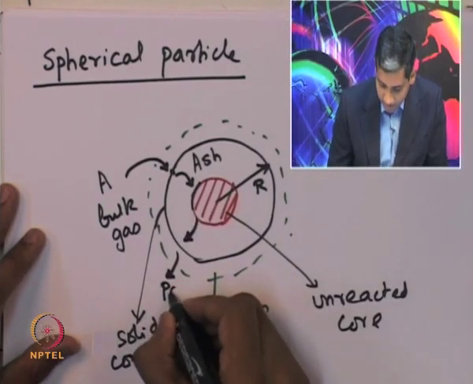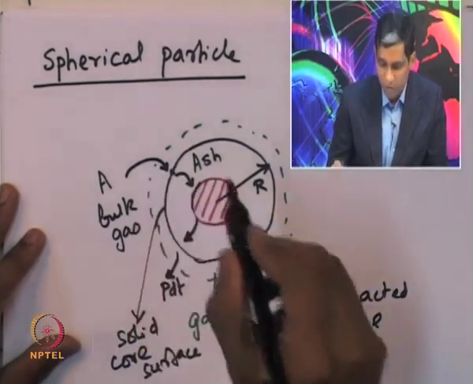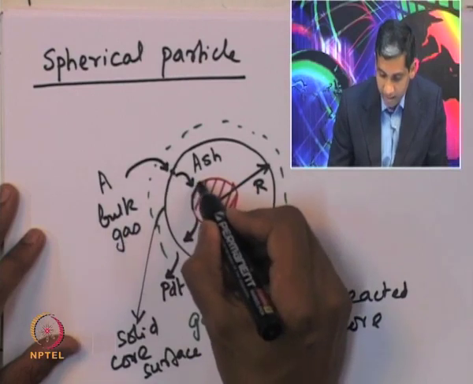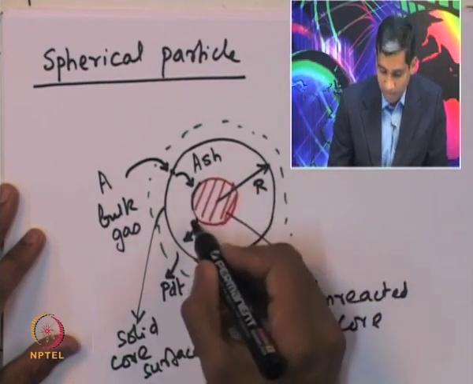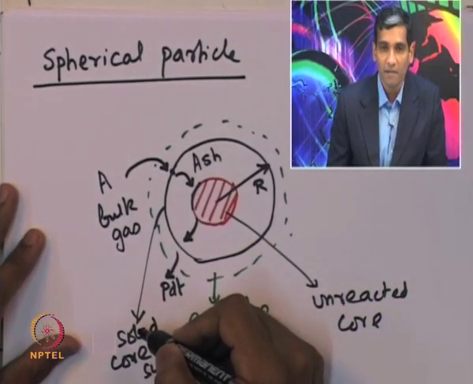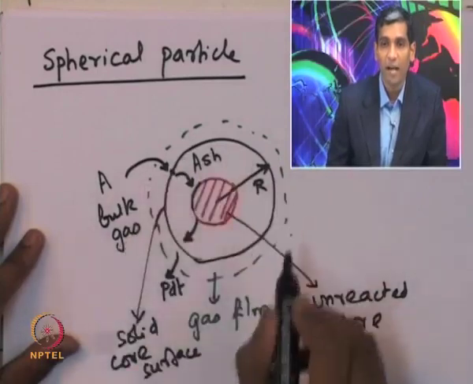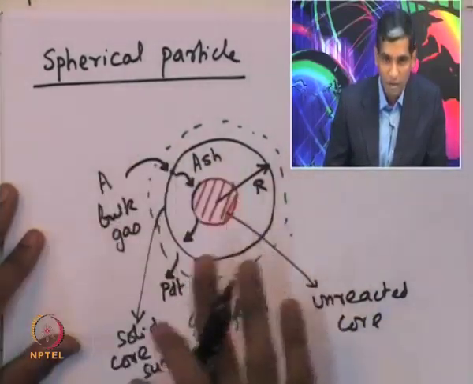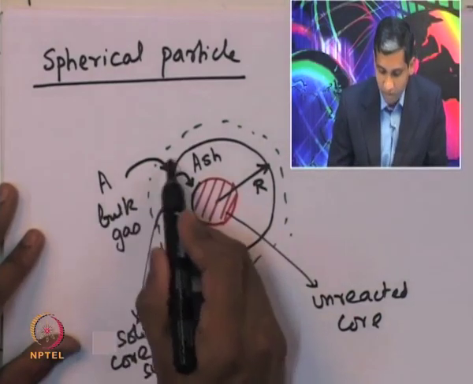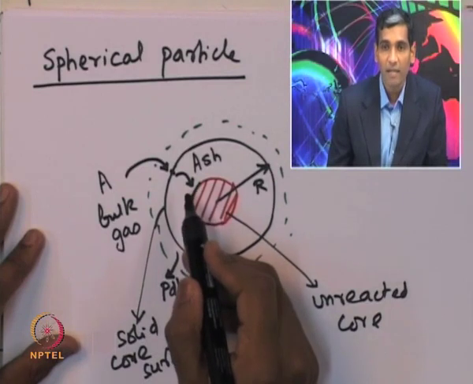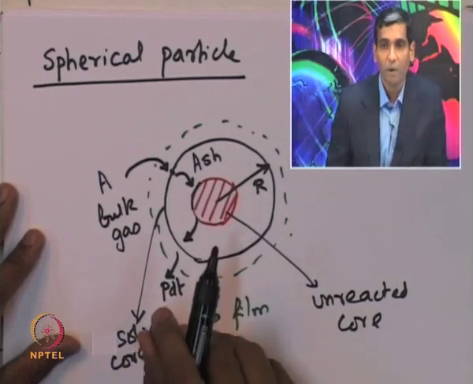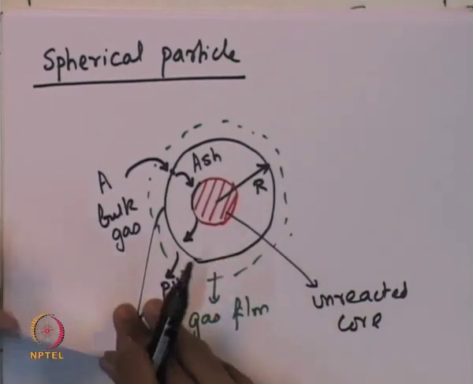So, let us say that this is the product. Once the bulk species diffuses through the ash and reaches the surface of the unreacted core, the product is formed, and then the product diffuses and leaves the spherical particle. This is the process that describes the transfer of reactants into the solid core, the occurrence of the reaction at the unreacted core, and the transport of the products back into the gas stream in the shrinking core type model.